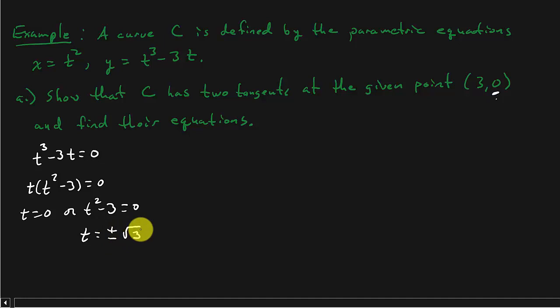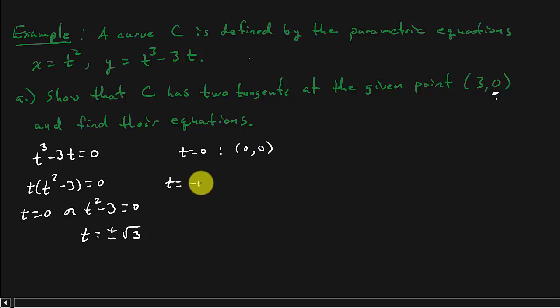Now, how do we show that there are two tangents there? Well, let me show you. If t is 0, we get the point (0, 0). If we plug 0 into x equals t squared, 0 squared is 0, so our x coordinate is 0. Then if we plug 0 in for t in y, we get 0 cubed minus 3 times 0, so y is 0.